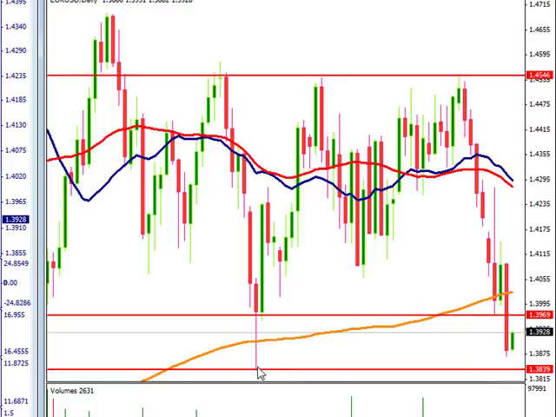Really, we'll see whether or not the buyers that defended the 200 moving average here will do it. Now, breaking the 200 moving average certainly is a psychological barrier that many traders will be watching.